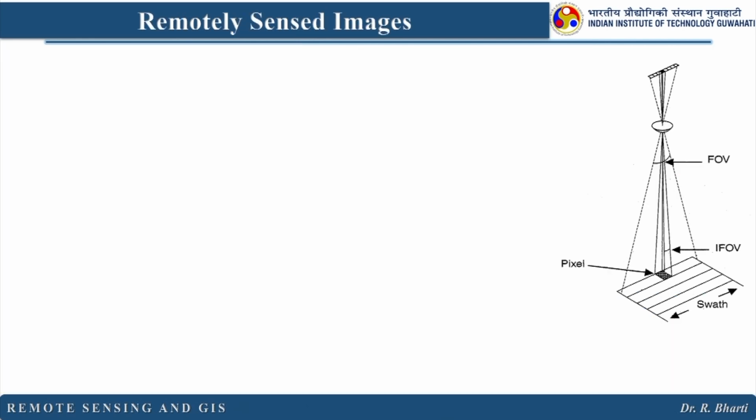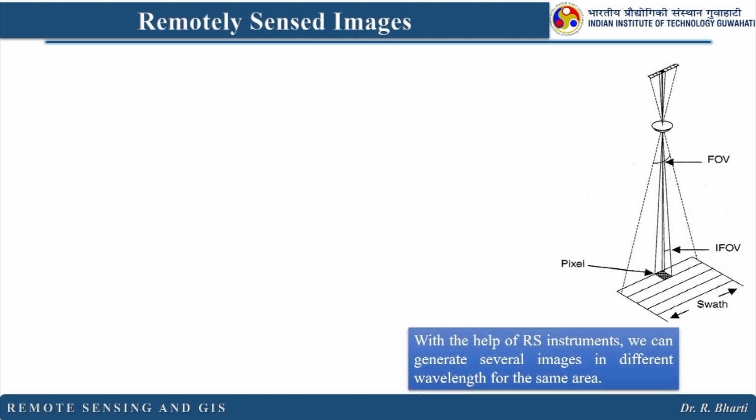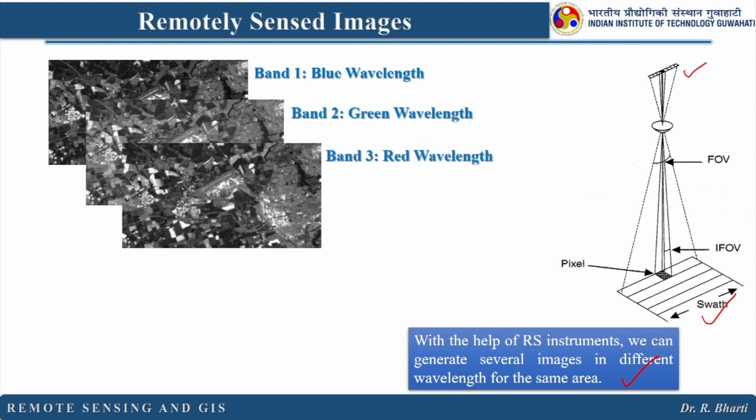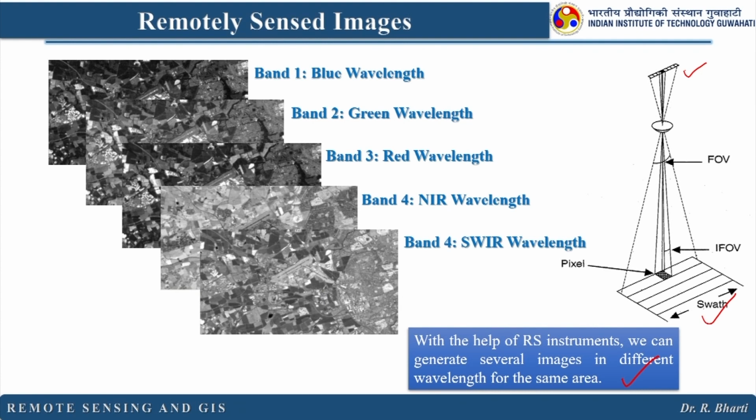Let's understand how these remotely sensed images are different from our regular images, right? Here I want to highlight this statement: with the help of a remote sensing instrument, we can generate several images in different wavelengths for the same area, right? It means this particular sensor has different sets of detectors which are sensitive in different wavelengths, but they are looking at the same location, right? So, we are able to capture different images in different wavelength regions. That indicates these images are captured for the same area, right?